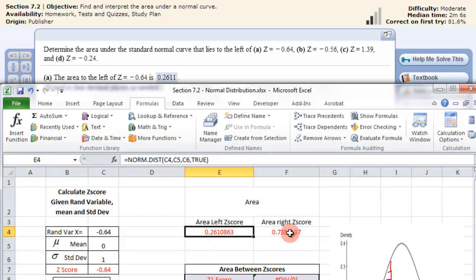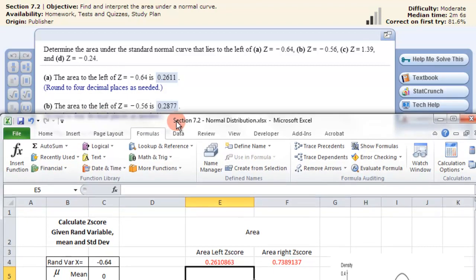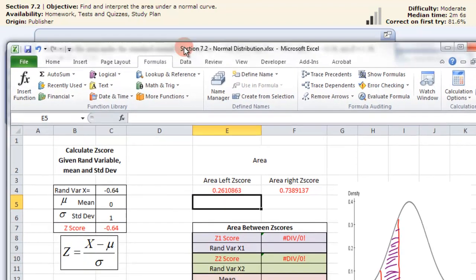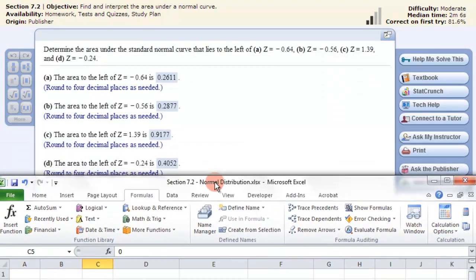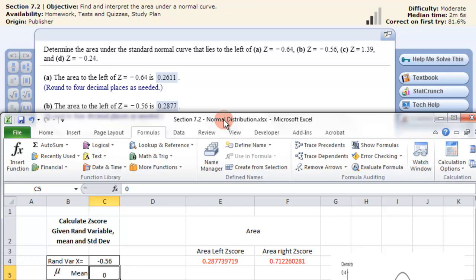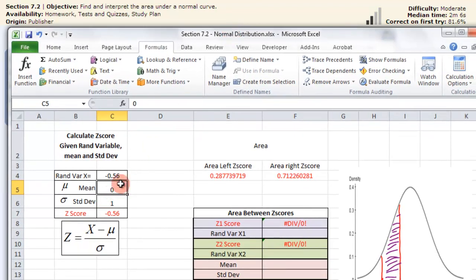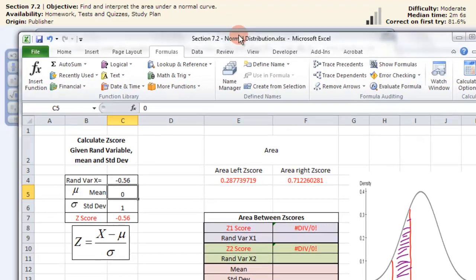This does it automatically. For the area to the right of that z-score, remember, to the left and all the way to the right would be completely 1, so they both have to add up to 1. All I did is take 1 minus this score to get the area to the right of the z-score. So not too hard. Now every time I fill this out, it gives me a z-score and the area to the left and right. So I can finish all of these problems. What's the next one? To the left of negative 0.56, I just changed this to negative 0.56, and again, it's 0.2877. Yep, that's what it was. So I can finish those problems quite easily by just inserting this information here. Let's look at another problem.